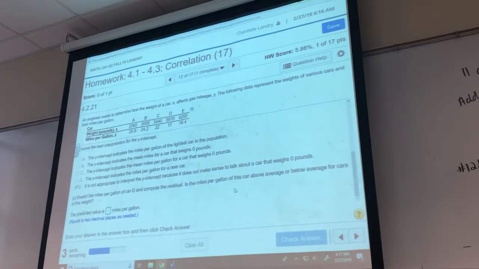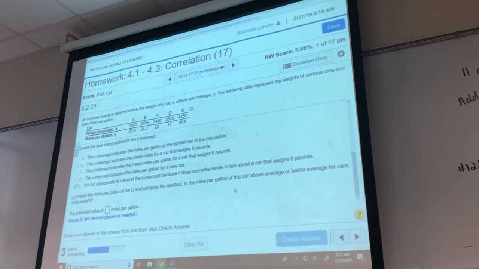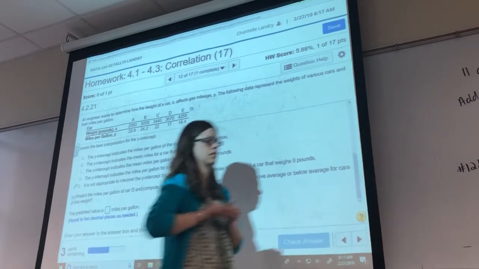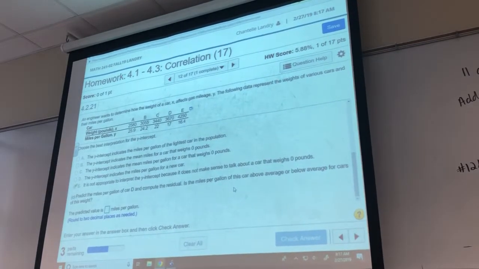So we're looking at car D. We know that our x is 3670. So that's the number that we're going to plug in to our formula. Oops, there should be an x after that, sorry. So if we're looking at car D, we're going to take that x value for car D and we're going to plug it into this formula. So y hat equals negative 0.00634 times 3670 plus 42.7. Should get back our value.